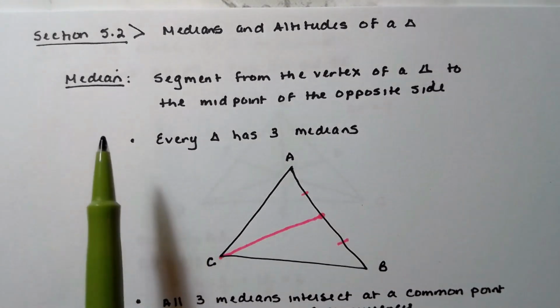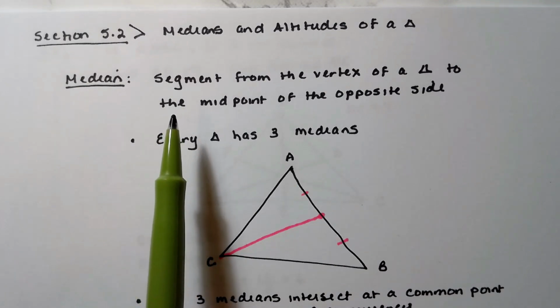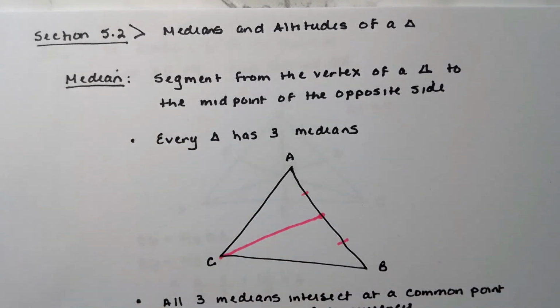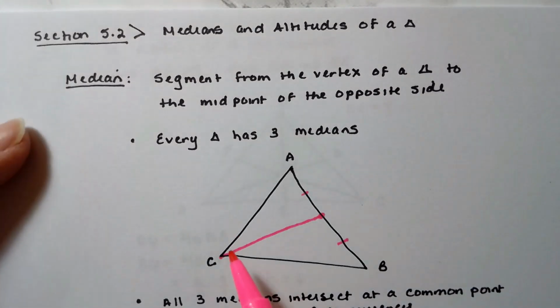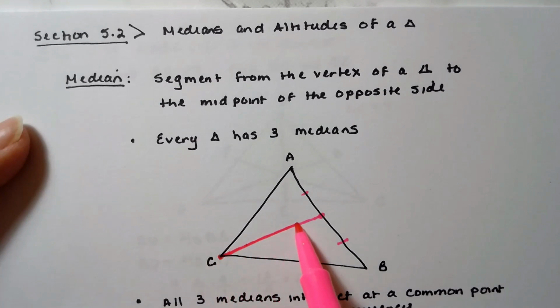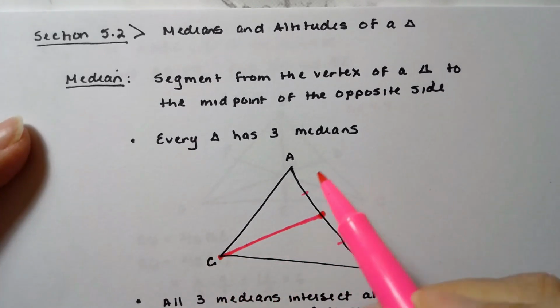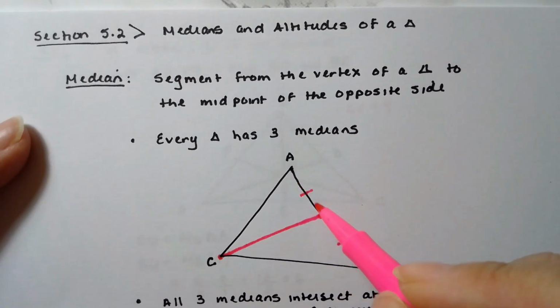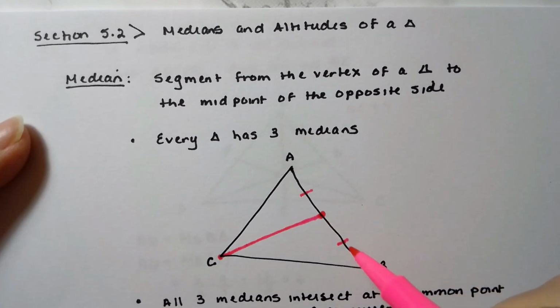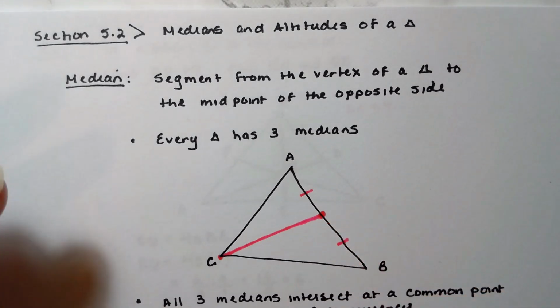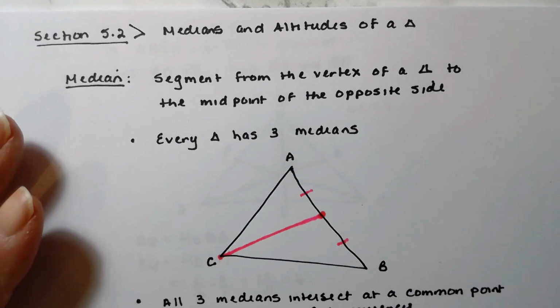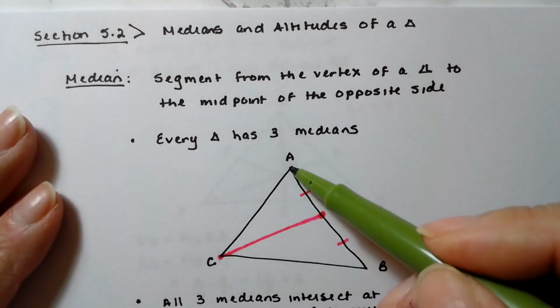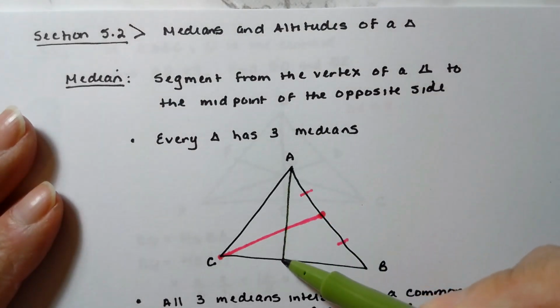So what is a median? A median is just a segment that we draw from the vertex of a triangle to the midpoint of the opposite side of the triangle. So in this picture here, I chose this vertex and I drew a segment from here to the midpoint. If this is the midpoint, remember that it cuts the side in half. So this piece of the side will be congruent or equal to that piece of the side. Okay? And every triangle has three medians.